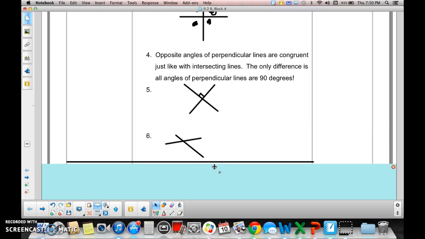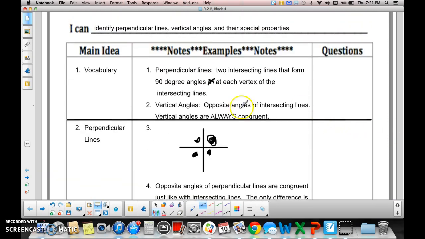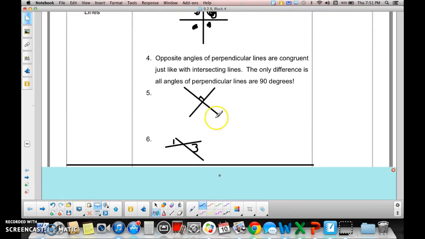Here we have not perpendicular lines, but vertical angles. So vertical angles, like we worked with in our last lesson, if I am looking at this angle right here and I call it angle number 1, the opposite angle, the angle over here, I'll call this angle number 3, is congruent. Opposite angles are congruent on intersecting lines. We call these vertical angles. So angle 1 and angle 3 are vertical angles.